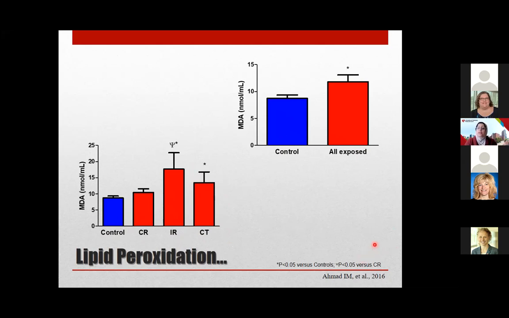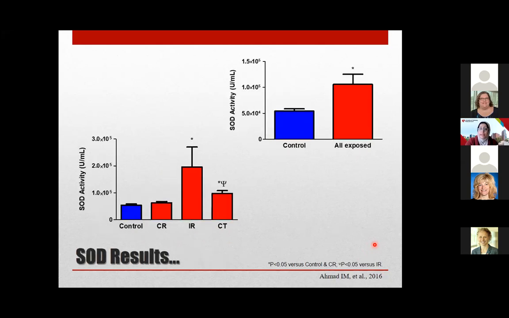So with this increase in superoxide level, as well as in lipid peroxidation, that suggests that there is an oxidative damage in the blood of these workers. And so we thought about measuring what will happen then with the antioxidant level.